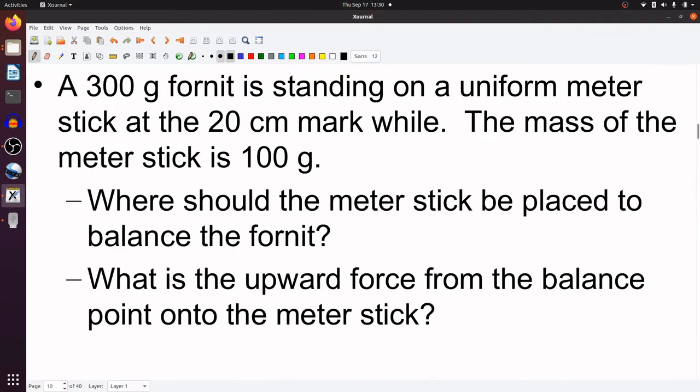So, if you've ever read The Ballad of the Flexible Bullet by Stephen King, you would know what a forknet is, but if you haven't, most people haven't, that's fine. A 300-gram forknet is standing on a uniform meter stick at the 20-centimeter mark, while something that is a displaced problem.